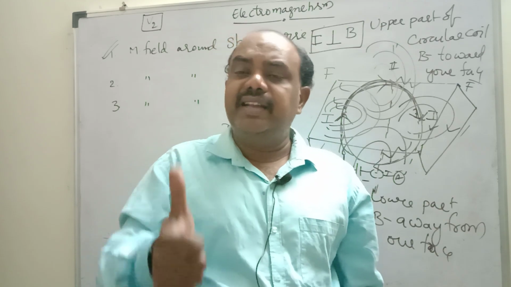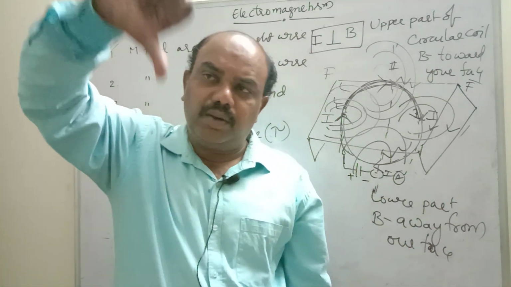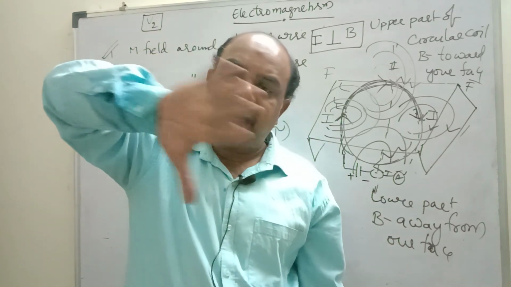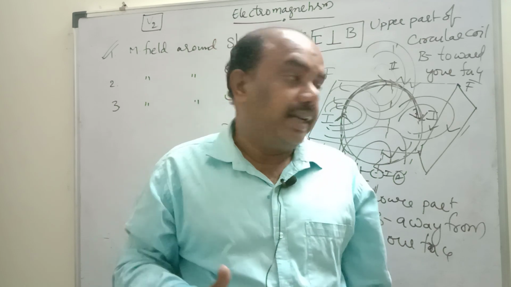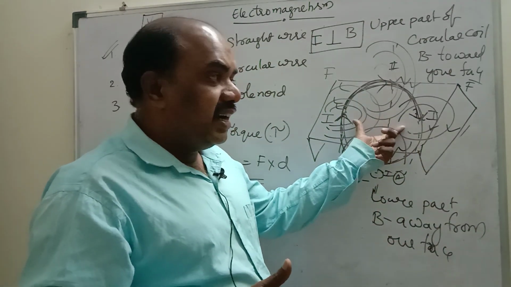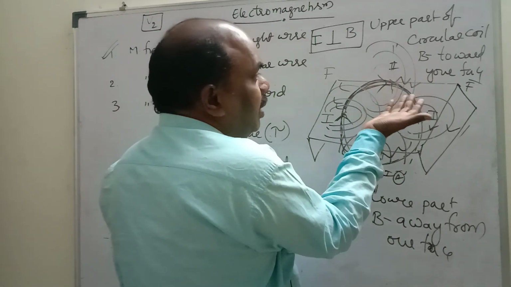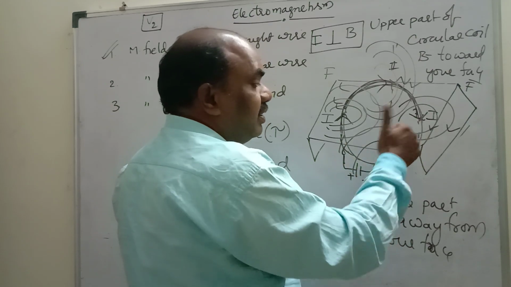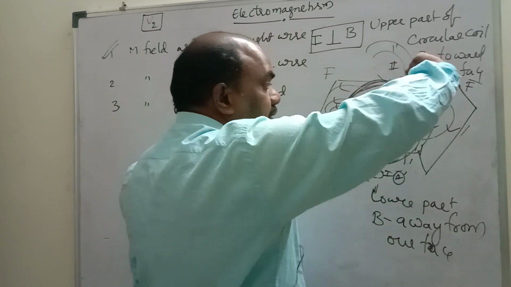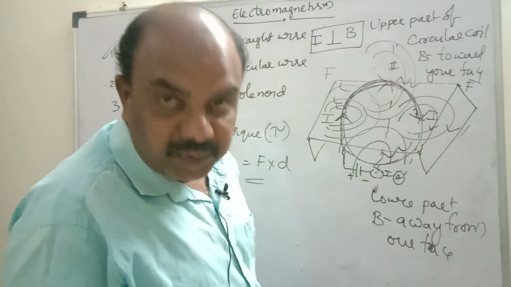Let us consider current is going up. If you reverse the terminals, current automatically goes down. If current goes down, the magnetic field is clockwise. If current goes up, the magnetic field is anti-clockwise. Important. Right hand thumb rule. Here also the right hand thumb rule. If current is in anti-clockwise direction, the upper part is towards our face, the lower part is away from our face. The right side is clockwise, the left side anti-clockwise. Important.